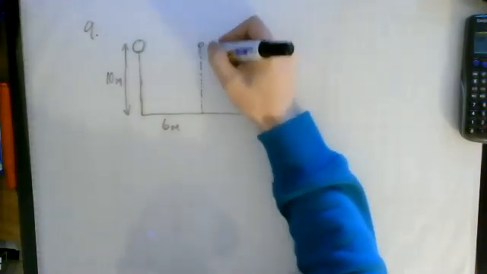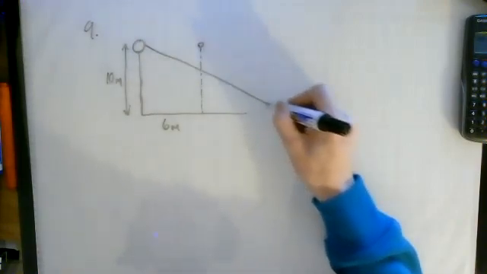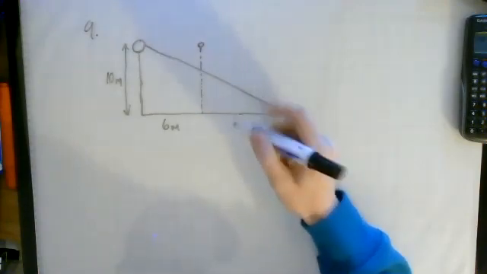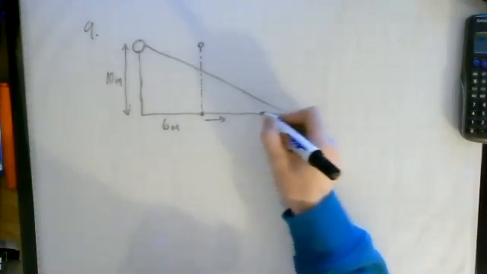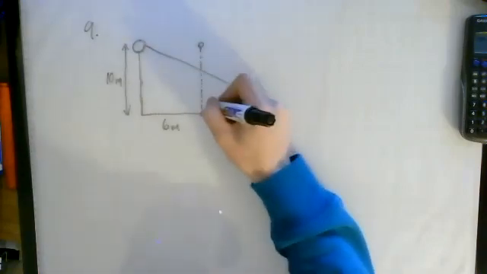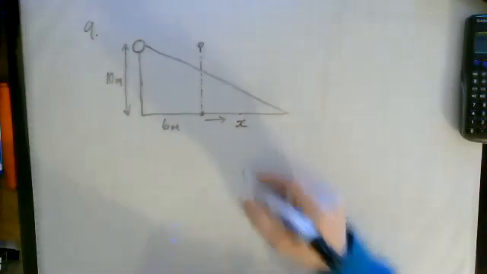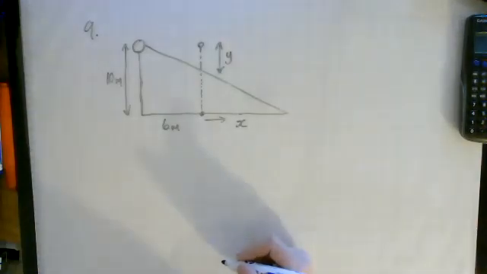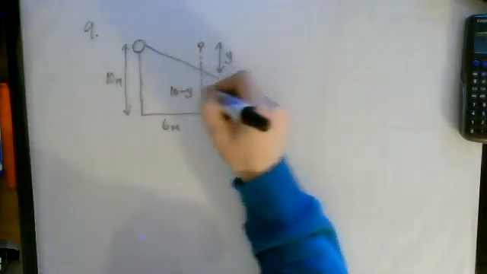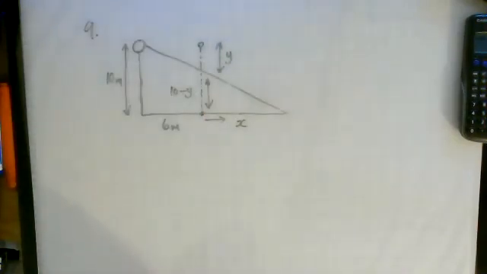So the shadow is what we are going to work with. It makes a triangle. Call the shadow x, and the height of the ball y. The distance is then 10 minus y. That's a tough one, but hopefully that's correct.